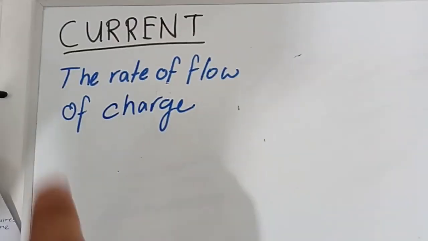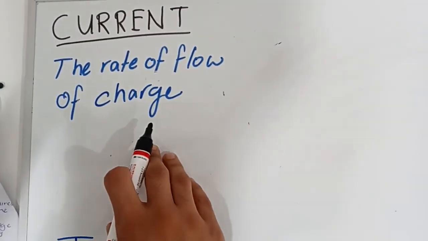I'm going to be discussing the three key electrical concepts. These include current, voltage, and resistance. So without any further ado, let's get straight to the whiteboard and start learning about these concepts. Okay, so let's begin with current.